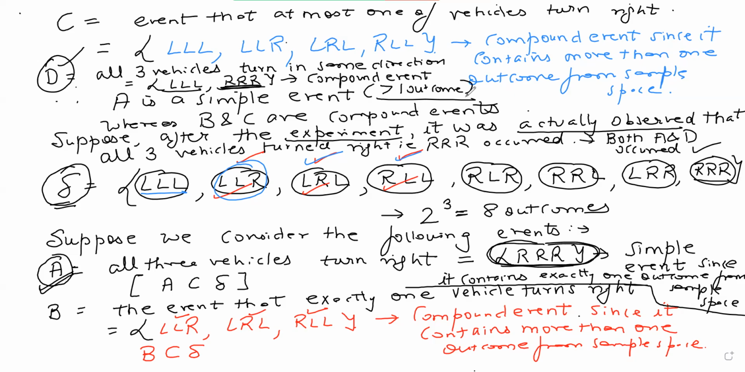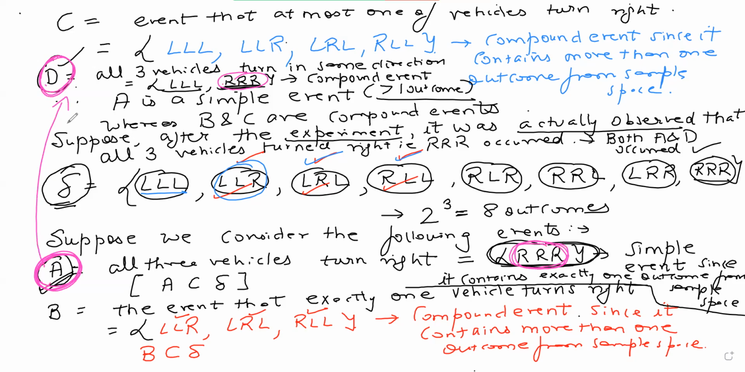So when one simple event occurs, several other compound events also occur simultaneously with that. When event A occurred, event D also occurred simultaneously because both A and D contain RRR. So when the event A actually occurred, along with that event D also occurred because D also contains RRR as a possibility.